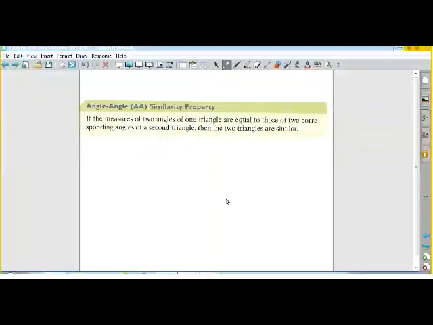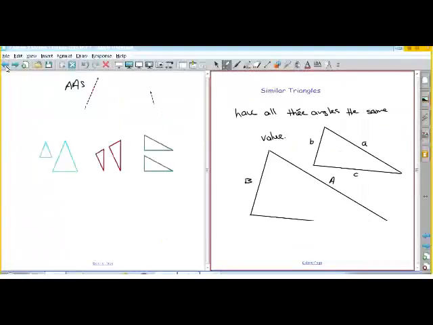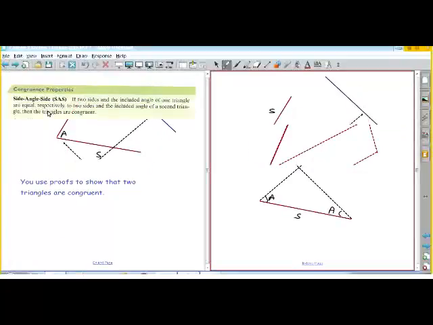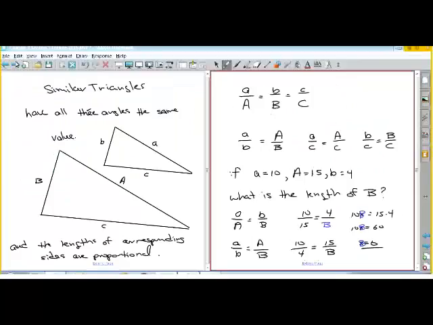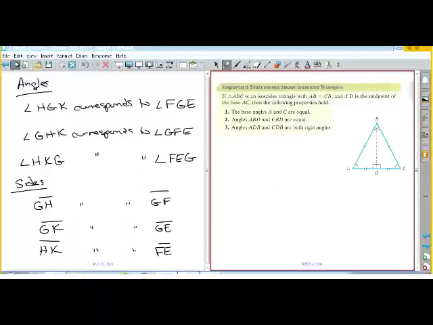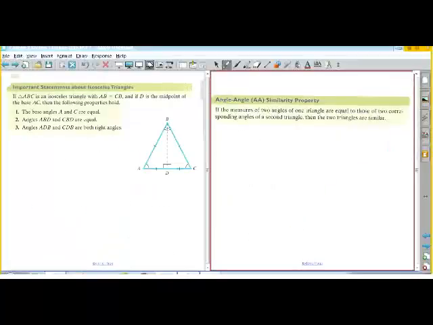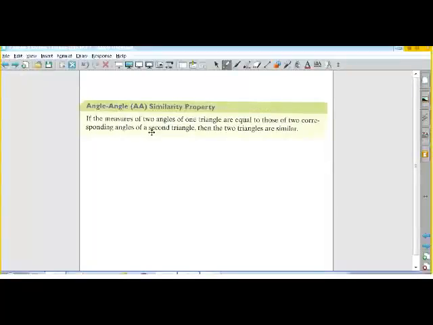There is one similarity property, kind of like the angle-side-angle or side-angle-side rules, whichever ones we used. Let's go back here. We had these rules that applied to congruent triangles: side, angle, side, angle. There is an equivalent type of rule for similar triangles. There's just one rule. The rule says if the measures of two angles of one triangle are equal to those of two corresponding angles of a second triangle, then the two triangles are similar.